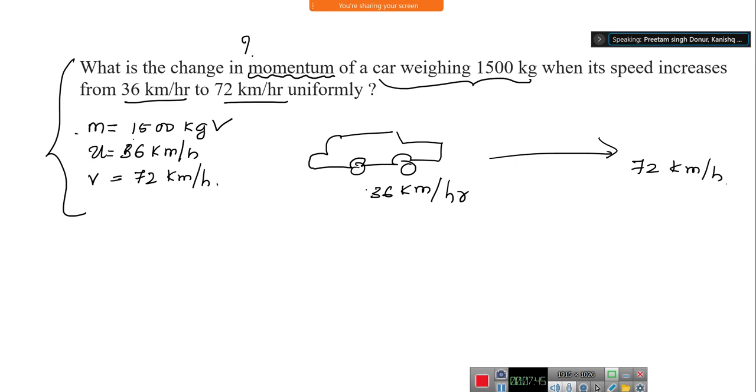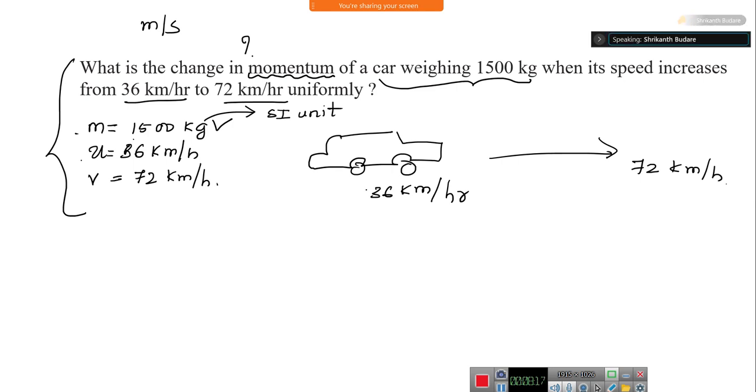Okay, now I was about to ask a question that, when initial velocity is 36 kilometer per hour, just look at it. This is in SI unit. Mass is in SI unit. SI unit of mass is kg. But SI unit of velocity is meter per second. That means first thing you have to do, convert this kilometer per hour into meter per second. Now tell me, how can we convert that into meter per second?